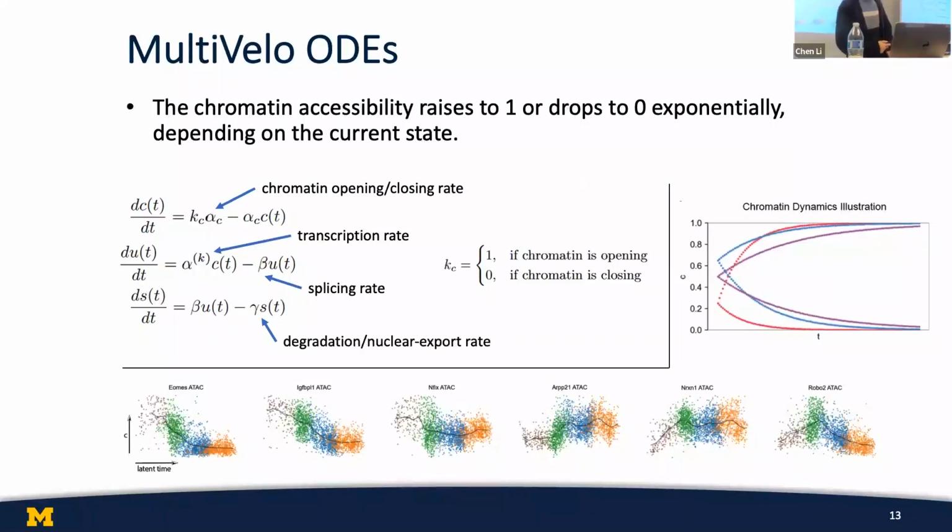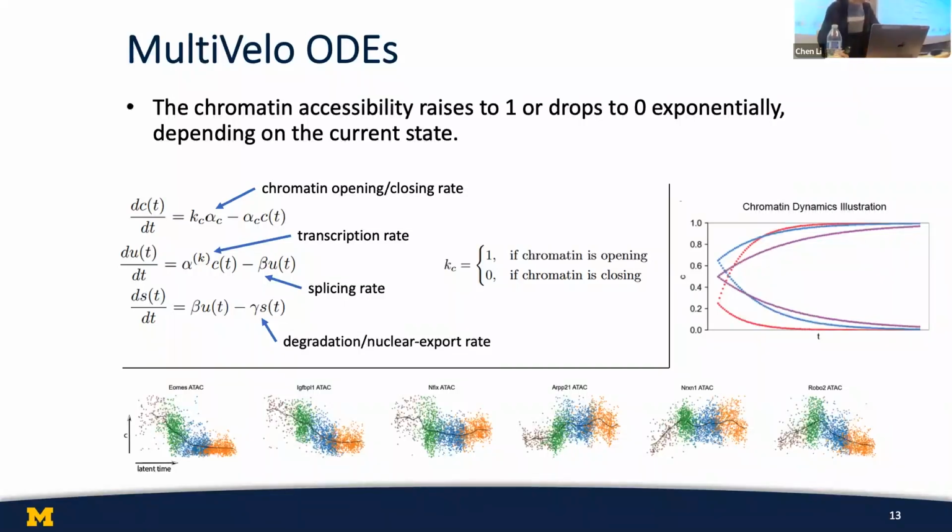We propose this formula with both biological reasoning as well as empirical definition. If we plot the chromatin accessibility along the latent time inferred by only RNA velocity, we see that the chromatin accessibility goes up and down in a pattern similar to exponential functions, like shown on the bottom. These are 6 example genes that we plotted.